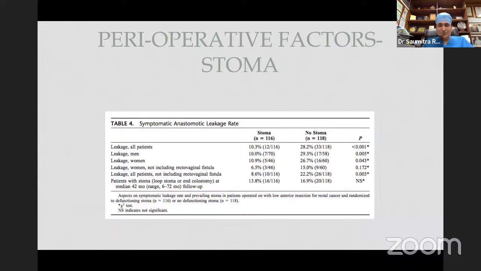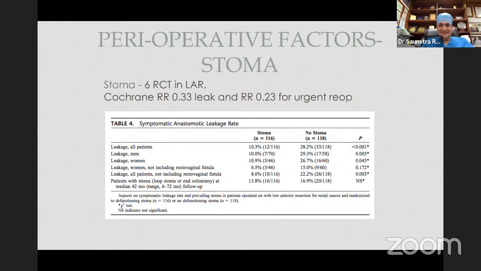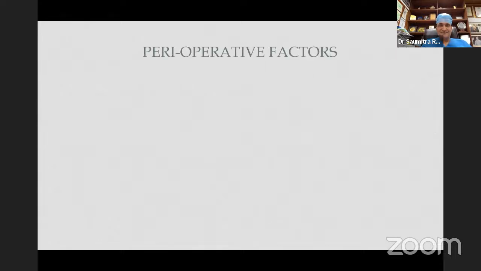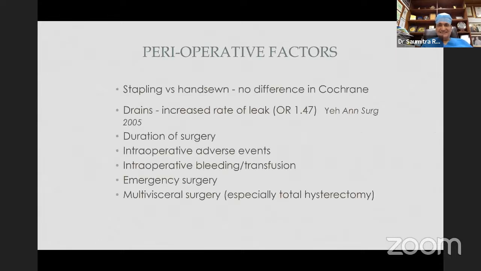And I think I'm not going to talk about the stoma. Vaibhav has clearly mentioned that the stoma leak rate is slightly less, but it is safer if the patient had radiotherapy, or you are doing a multivisceral surgery which also involves bladder or hysterectomy, or if there is a presentation of fistula in the past. So these are the perioperative factors.